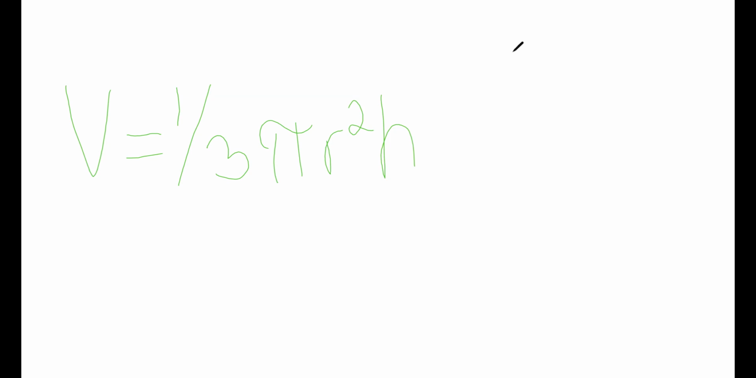So now this is just the replacing. If they tell you that the diameter is 10 inches, you're going to make the radius 5 inches. They told you the height is 12 inches. So now you're just doing the order of operations.